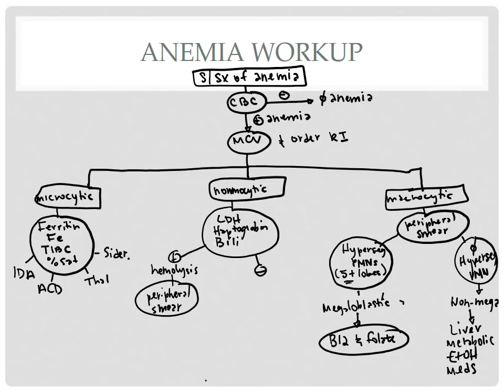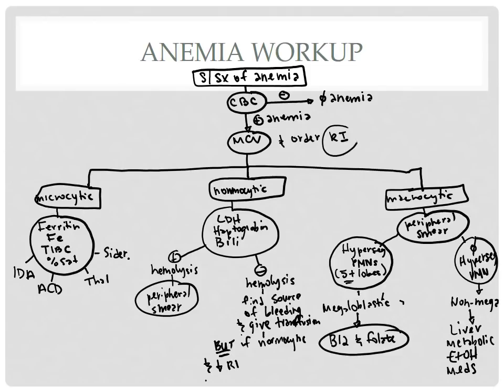If you had a negative hemolysis panel, then you need to find the source of bleeding. So that means that you're having blood loss, and then you need to obviously treat that and give a transfusion. However, don't forget the but, if it is the normocytic and you have a low reticulocyte index, which you should have gotten up here, this is actually a production issue.